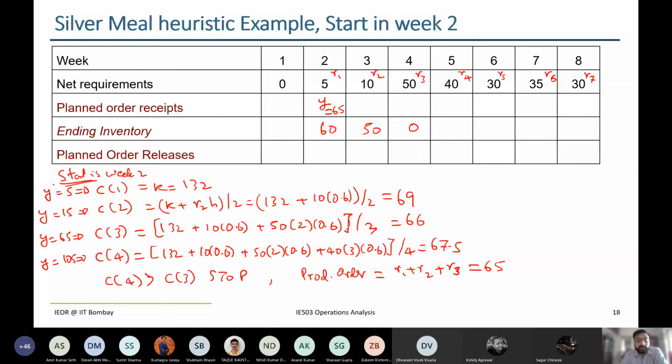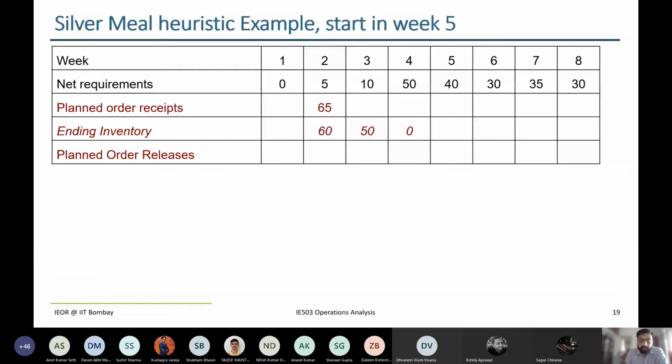Now we have to again start the steps starting in week 5. So whatever we got earlier, I've written here. So in week 5, when we start, this becomes your R1, this becomes your R2, this becomes your R3, this becomes your R4. And again, let us determine this Y unit. So again, we start in week 5. Suppose Y is only 40 units.